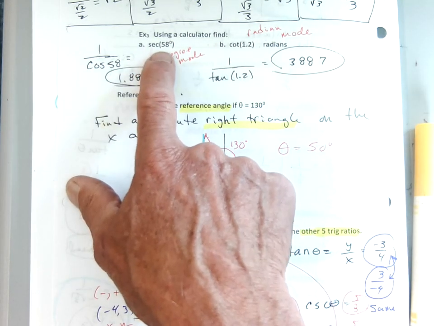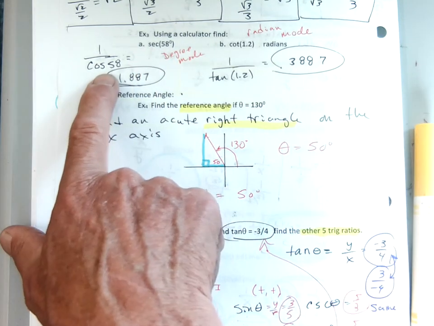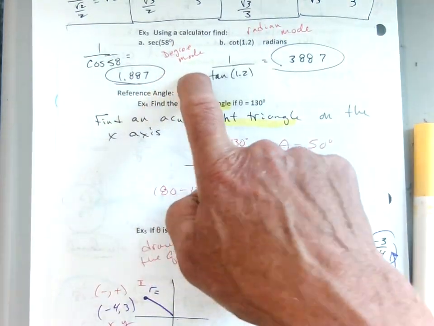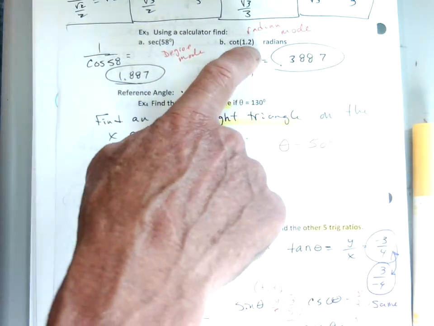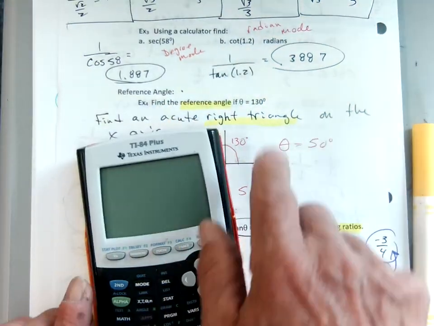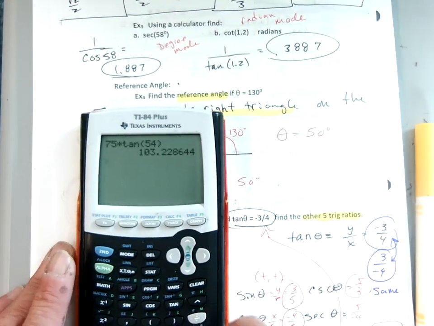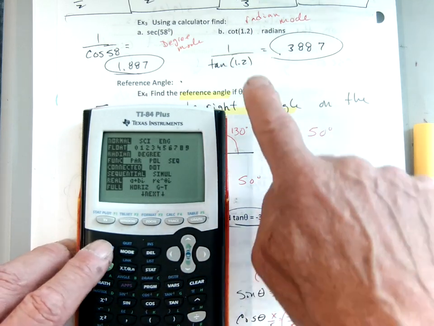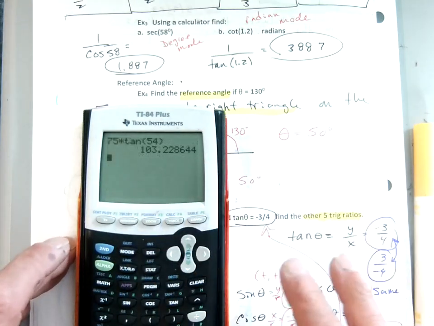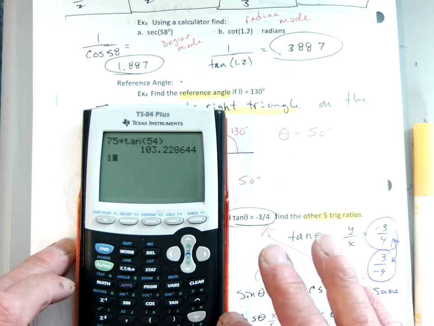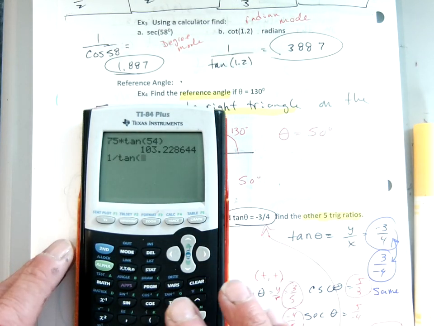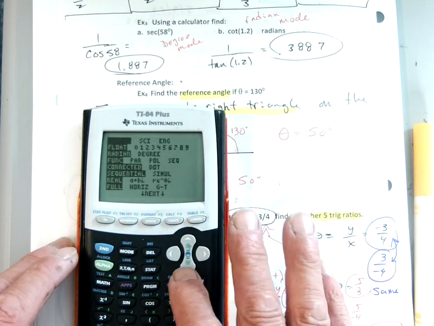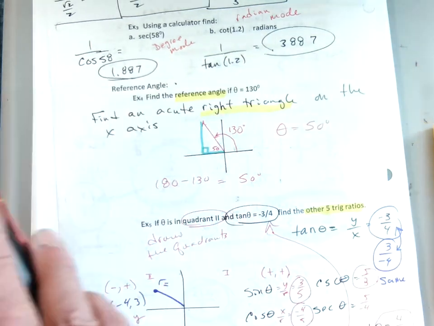So if you want secant of 58 degrees, just use your calculator: 1 divided by cosine of 58 in degree mode. And then when we did this one, we had to change our calculator to radian mode. Cotangent's 1 over tangent. So I changed my mode to radian mode. You got to do that, because you can't do this in degree mode. So then I just simply went 1 divided by tangent of 1.2, okay? There you go. So remember, mode is either going to be degree mode or radian mode, depending on the angle.